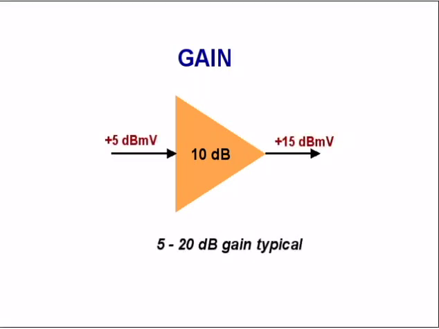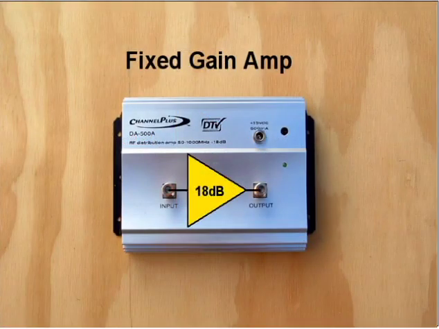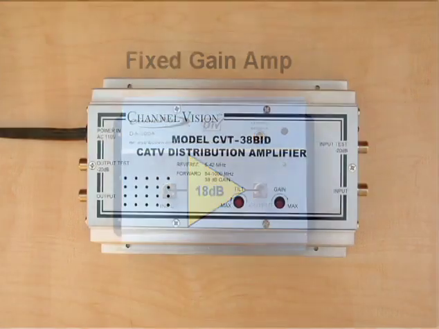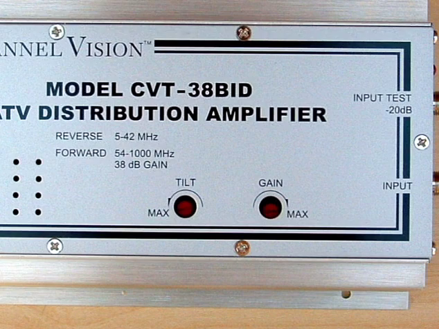A 10 dB amplifier will increase the input signal amplitude by 10 dB. Gains of 5 to 20 dB are typical for broadband RF amplifiers. Amplifiers come in fixed gain models such as this, or variable gain models, where the gain is usually adjustable over a 10 to 20 dB range.